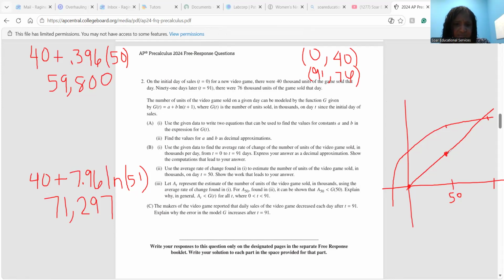All right. Then the final section says, the makers of the video game reported that the daily sale of the video game decreased each day after t equals 91. Explain why there's an error in the model G increases after t equals 91. Well, according to the natural log function that we were given, there's going to be a constant rate of increase. So if in actuality the model decreases after t equals 91, then that function would not work for any day past t equals 91.